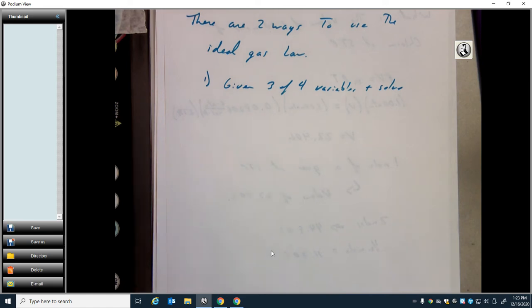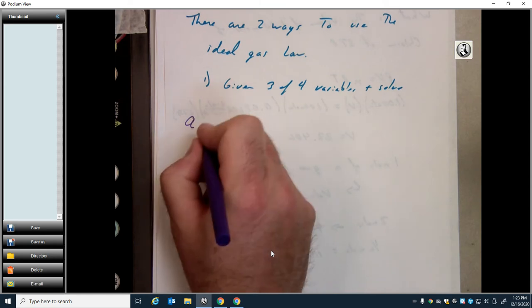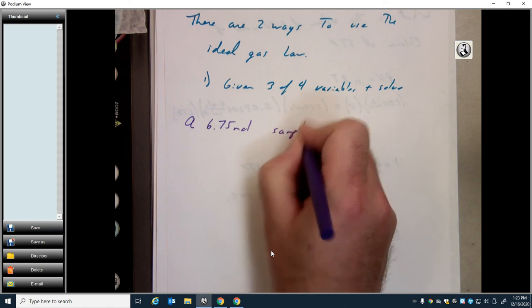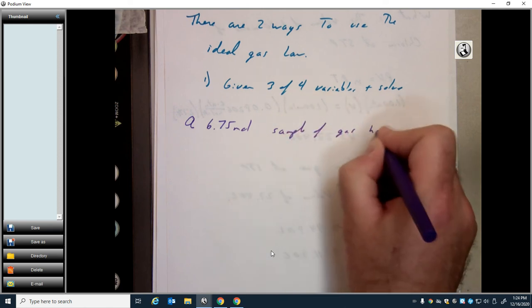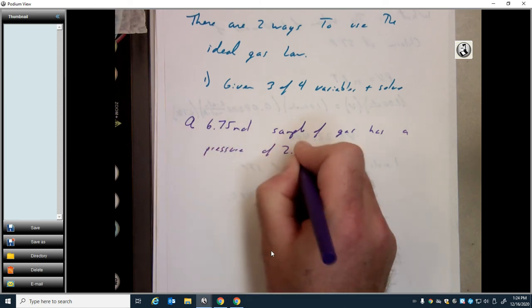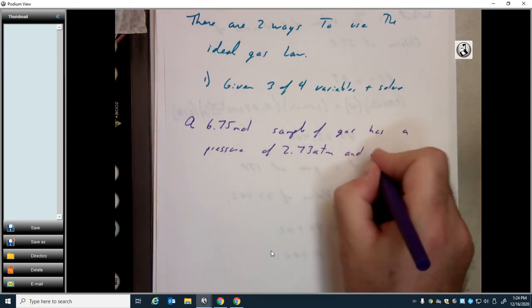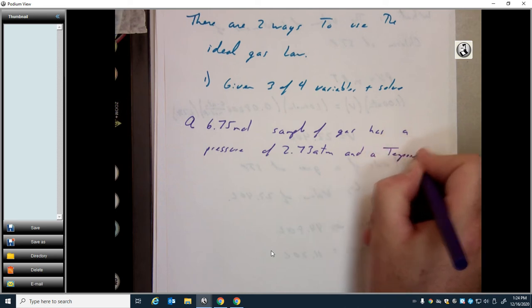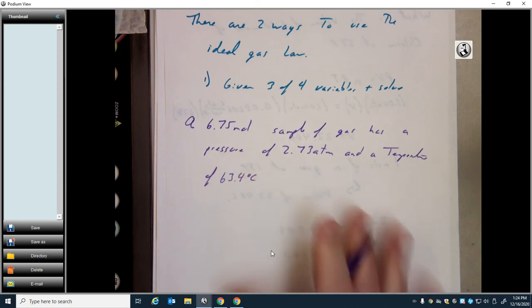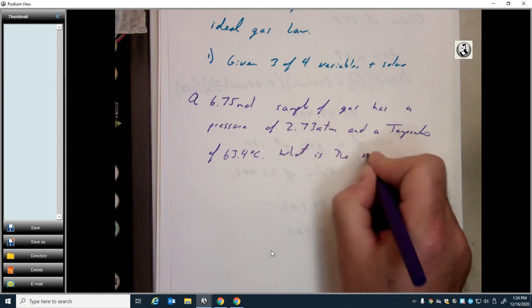All right, so let's say a 6.75 mole sample of gas has a pressure of 2.73 atmospheres and a temperature of 63.4 degrees C. What is the volume?